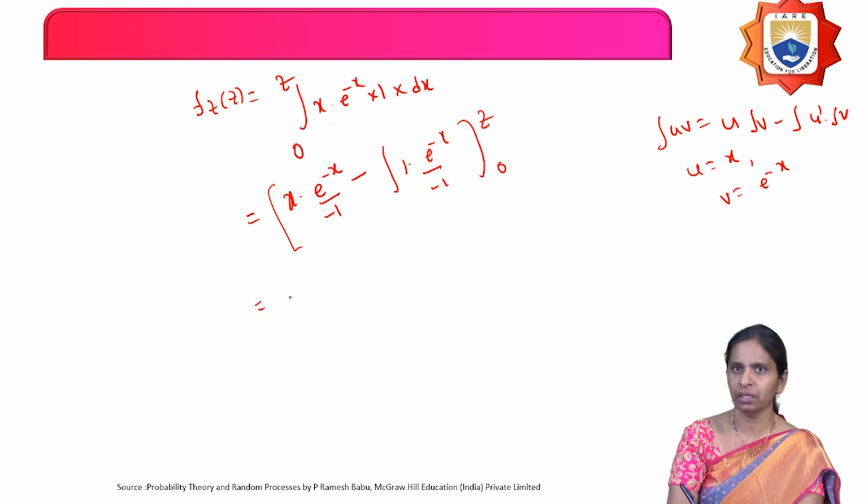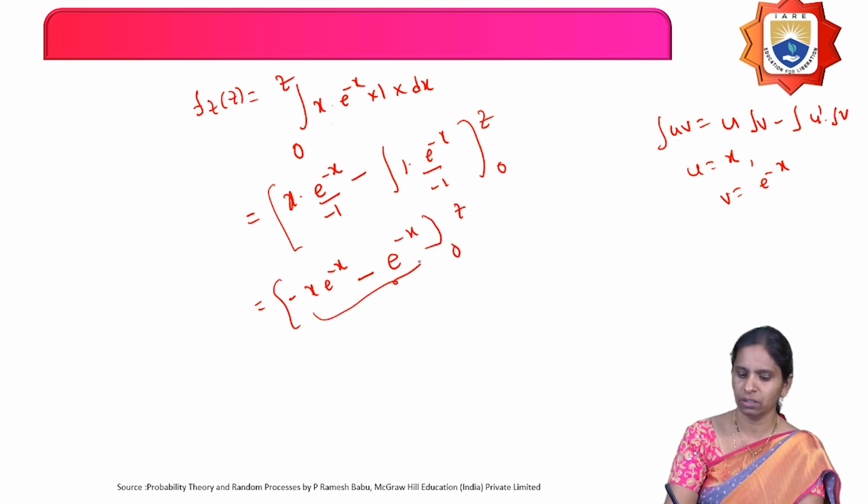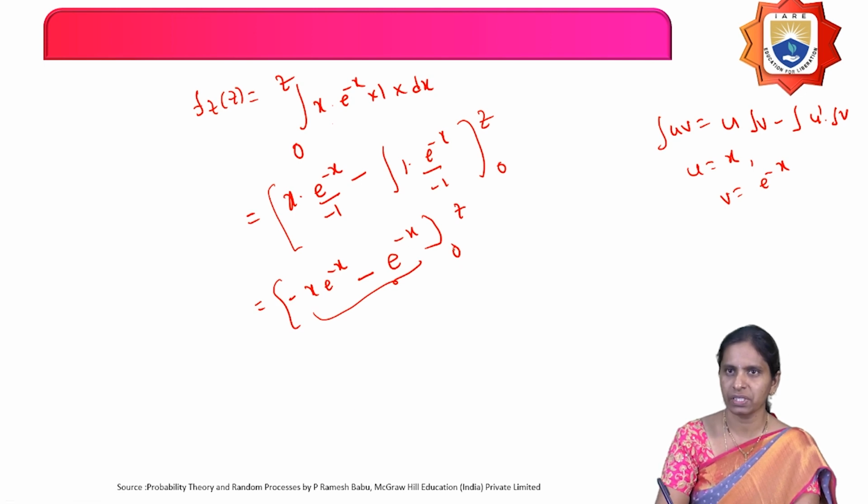Then what can happen here? Minus x e power minus x plus, since minus of minus is plus, the integration of e power minus x, which again gives minus only. So minus e power minus x. So this is the integration of x into e power minus x. So the limits are from 0 to z.